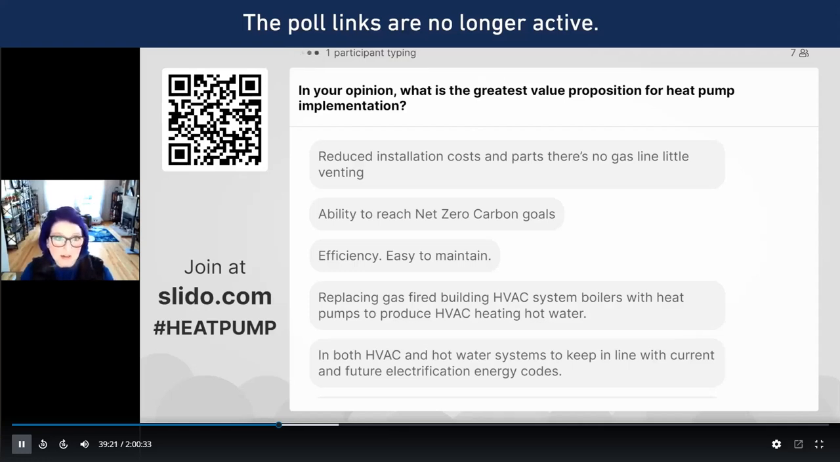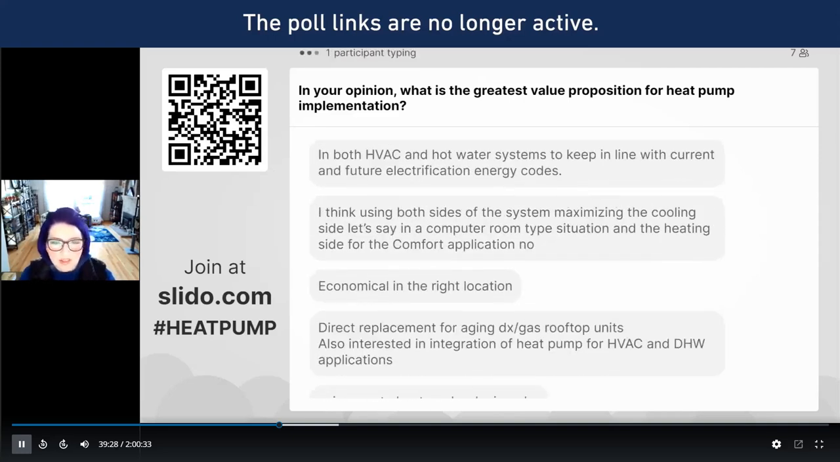I was just at a dairy, actually, that is looking at some really interesting ways to implement heat pumps, like recycling the heat from milk to go back into the sterilization process. Right, that's crazy. They're taking heat from living, breathing things and putting it into sterilization water. Economical in the right location, and maximizing cooling. Direct replacement for aging gas rooftop units, yeah, that's coming up a lot as we're looking at what we can replace with.